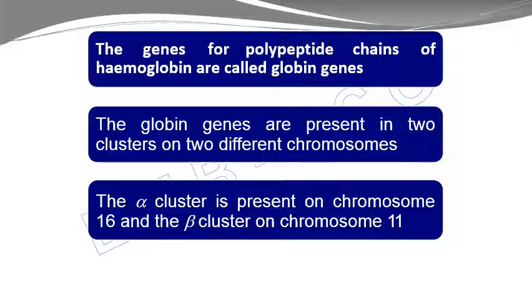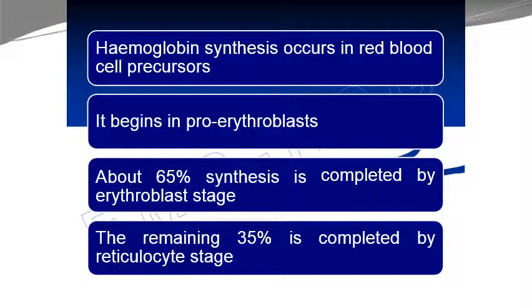We know that hemoglobin synthesis occurs in the red blood cells basically. As a precursor, the synthesis of hemoglobin will take place in the red blood cells. It begins in the pro-erythroblast stage of the red blood cells. And when the red blood cells reach the erythroblast stage, 65% of the hemoglobin synthesis is already completed. The remaining portion will be completed at the reticulocyte stage of the RBCs.